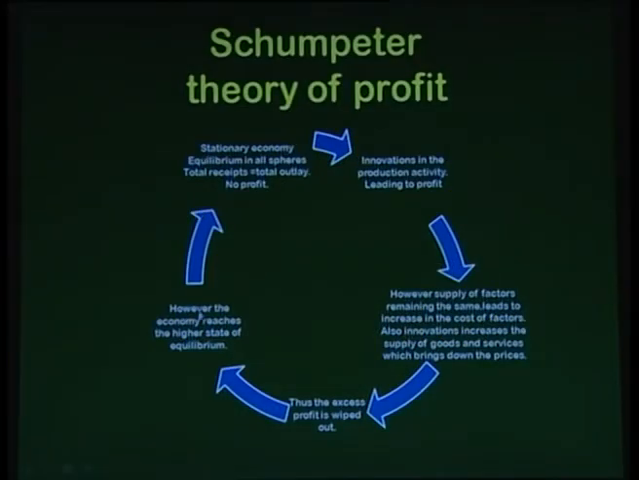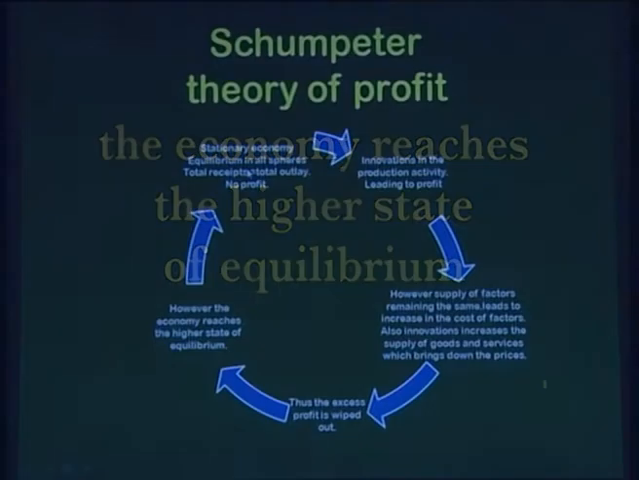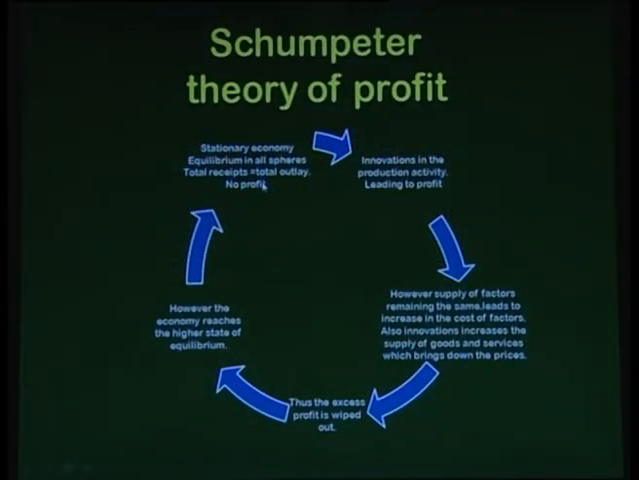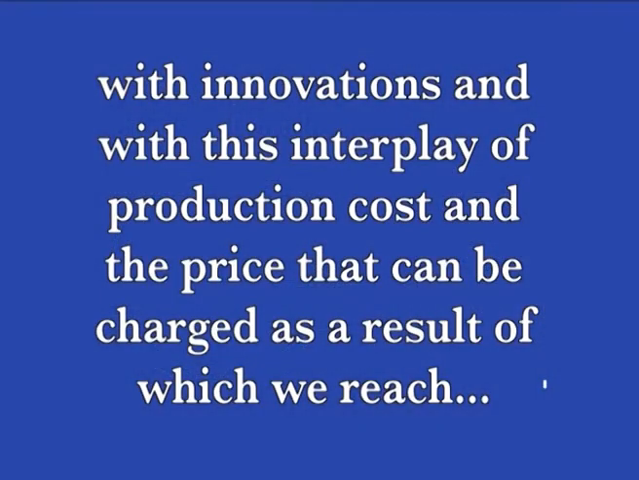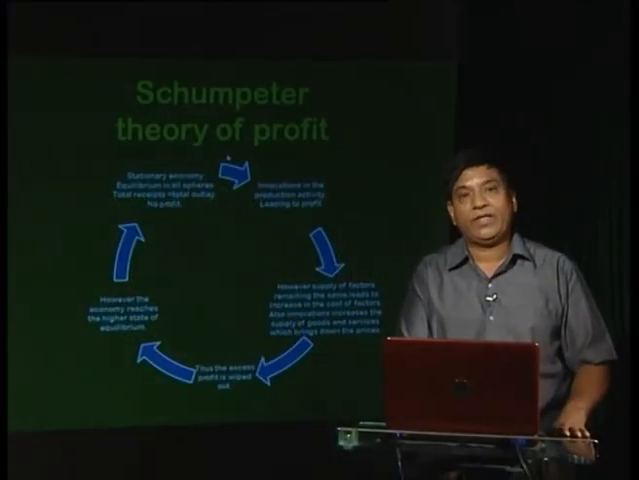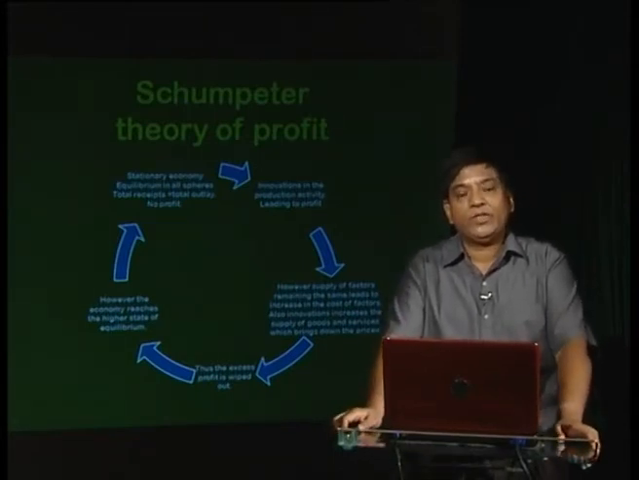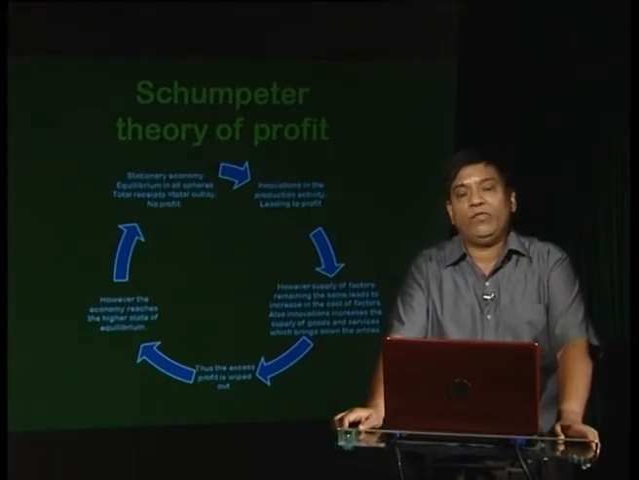But then this innovation which is done in a regular manner, as a result of which the economy reaches the higher state of equilibrium. What we were having in the beginning in the stationary economy, that was the lower level of equilibrium. With innovations and with the interplay of production cost and the price that can be charged, we reach the next level of equilibrium, which is higher than the earlier level of equilibrium. So, Schumpeter's theory of profit says that the business houses have no other option, but they have to continually evolve and innovate.